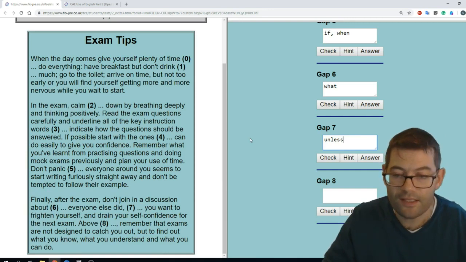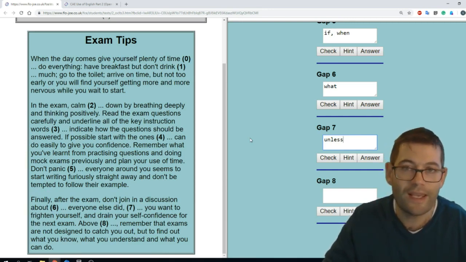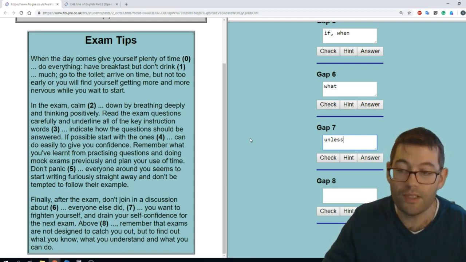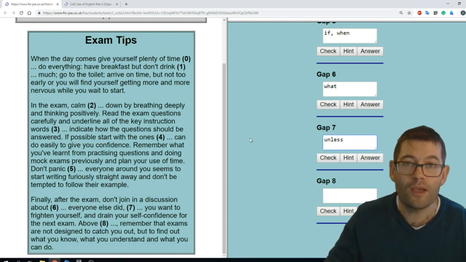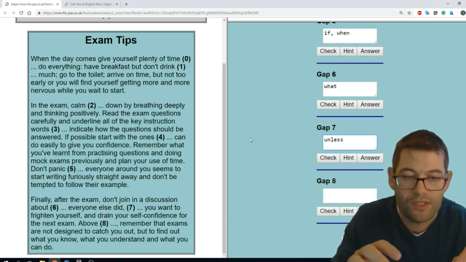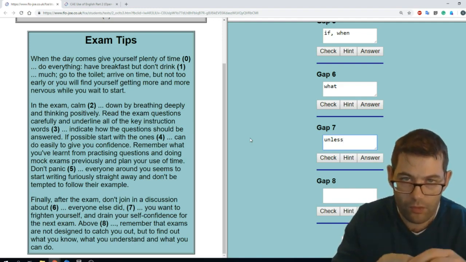Except if, unless you want to frighten yourself and drain your self-confidence for the next exam. And for number 8, above something, comma. Now the comma is important. Above something, comma, remember that exams are not designed to catch you out, but to find out what you know, etc., etc., etc. Why is the comma important? Well, because this comma closes the set of words before the comma.